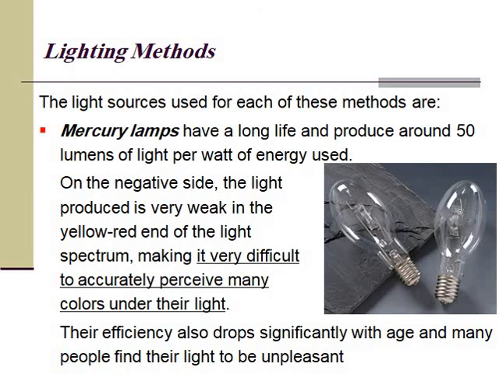Another light source would be the mercury lamps, which have long life and produce around 50 lumens of light per watt of energy used, but the light produced is very weak in the yellow-red end of the light spectrum, and this makes it very difficult to perceive many colors under their light. Also, their efficiency drops with age, and many people find this light to be unpleasant.